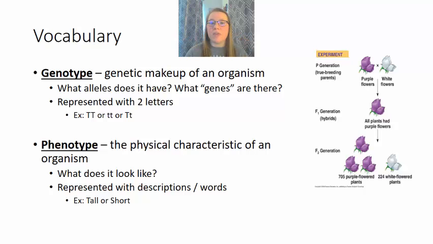Remember, Mendel figured out that you get one copy of DNA from each parent. So you get one set of characteristics from mom, one set from dad. That's why there's two letters here. One represents what you got from mom, the other represents what you got from dad. The term phenotype, these are the physical characteristics of an organism. So what does that organism physically look like? So this would be a description. Is it tall? Is it short? Is it purple? Is it white?